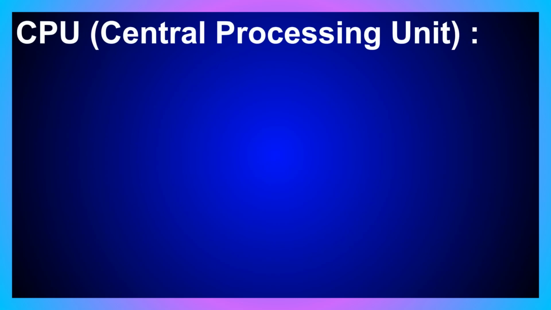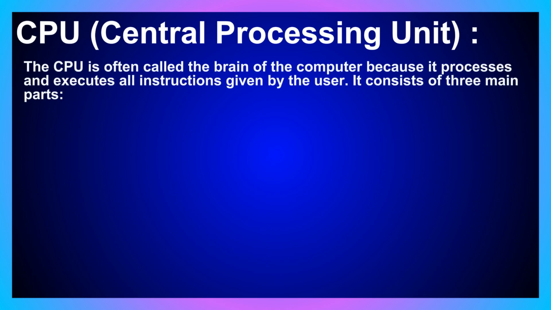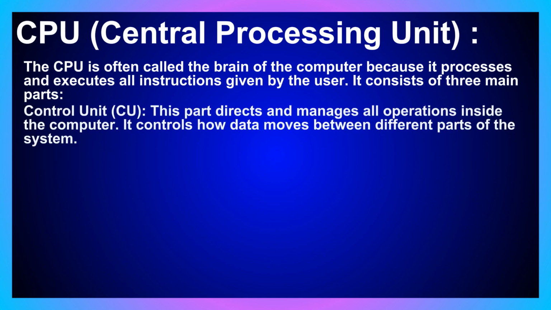After discussing input devices, let's now move on to one of the most important components of a computer, the CPU, Central Processing Unit. The CPU is often called the brain of the computer because it processes and executes all instructions given by the user. It consists of three main parts. Number 1. Control unit. This part directs and manages all operations inside the computer. It controls how data moves between different parts of the system.